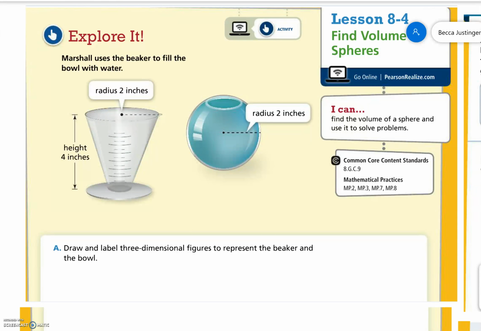Hi, 8th grade. Welcome to your last lesson of Topic 8, Find Volume of Spheres. By the end of the lesson, I want you to be able to say, I can find the volume of a sphere and use it to solve problems.